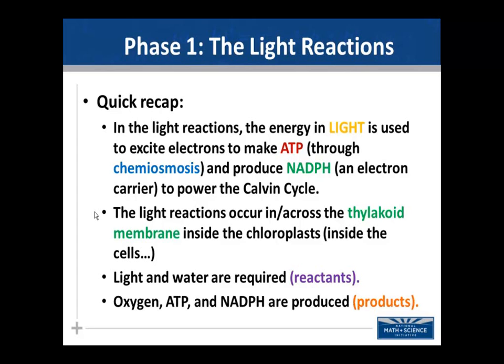Oxygen, ATP, and NADPH are the products of the light reactions. Oxygen is produced through photolysis, when water is split in order to replace the electron that was lost from photosystem 2. ATP is produced as a result of chemiosmosis, and NADPH as a result of the movement of the electron through the second electron transport chain.